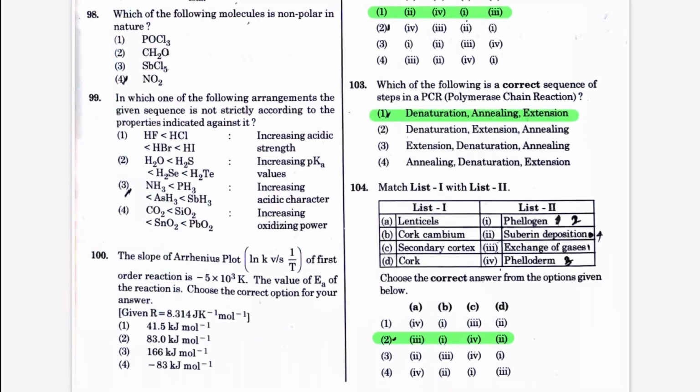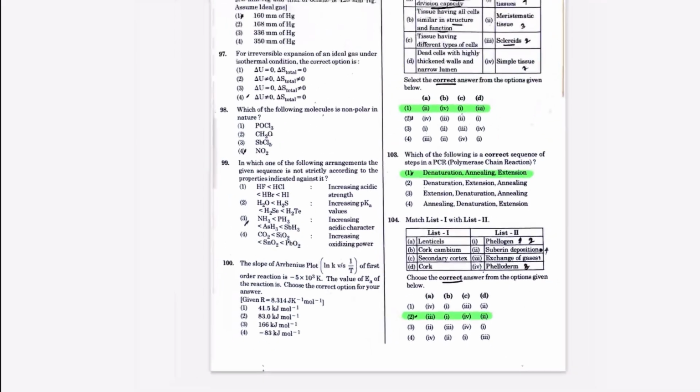And for the next, you must match list 1 with list 2 again and give the correct answer, and the option is 2. Lenticels are necessary for the exchange of gases in the bark. In the bark you will have small openings through which exchange of gases will take place. The other name for cork cambium is phellogen, for secondary cortex it is phelloderm, and for cork it is suberin deposition, right? So the option would be 2.